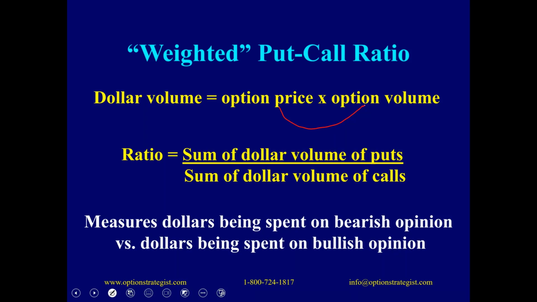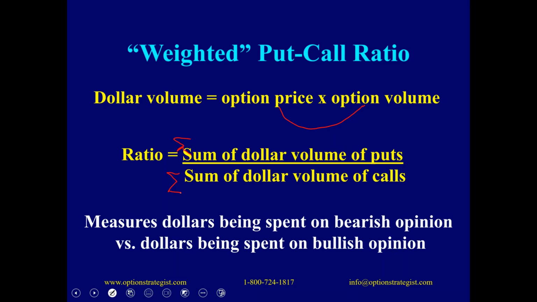So now we make that calculation for every option. Let's say again it's IBM, and then we do the sum of those dollar volumes for all the puts, separately the sum for all the calls, divide the two, and now we've got, essentially, the ratio of dollars being spent on puts versus dollars being spent on calls.